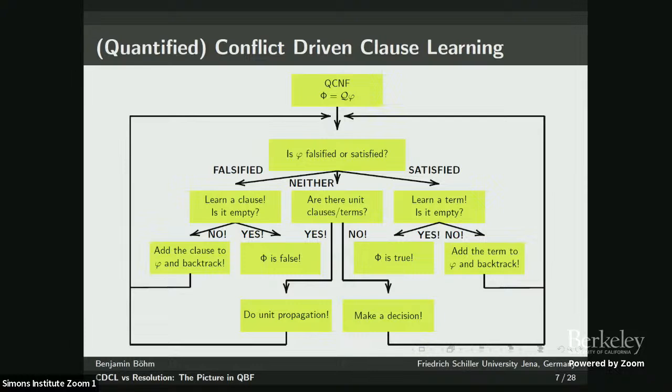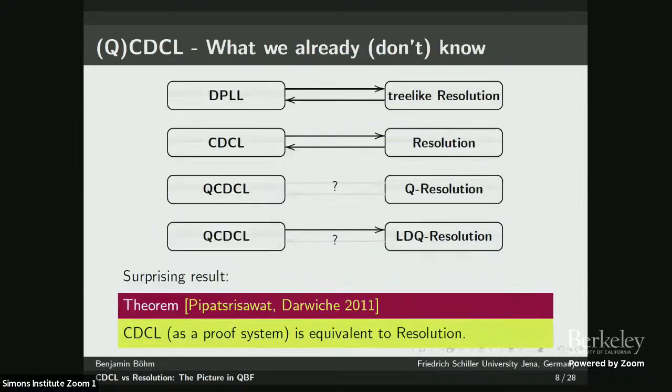Some crucial difference in QCDCL is that if your matrix gets satisfied, then it doesn't mean that the whole formula was true, because it might be the case that there are false QBFs where you can satisfy the matrix, but they are false because of the quantifiers. So when we satisfy the matrix at some point, we instead learn a term, and only if this term is empty, then it is true. Otherwise, we also add this term and do backtracking. But again, we only concentrate on false formulas, so this left side here is a little bit more important for us.